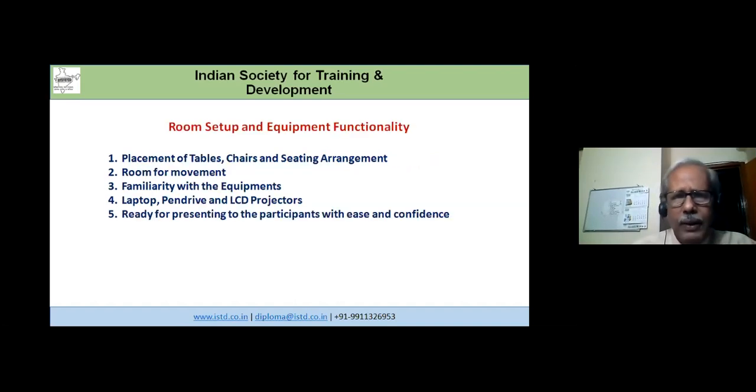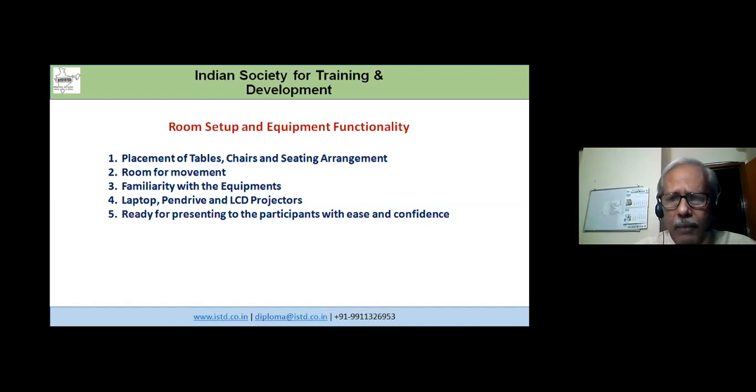Well, a very important thing next is the room setup and the equipment functionality. As I told you earlier, room setup, the placement of the tables, the chairs, and the sitting arrangement is very, very important. It depends upon what kind of training program is going to be conducted. If in a training program some group activities are to be done, then the sitting arrangement has to be done accordingly so that a group can sit around the table.